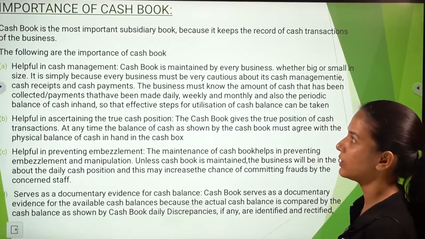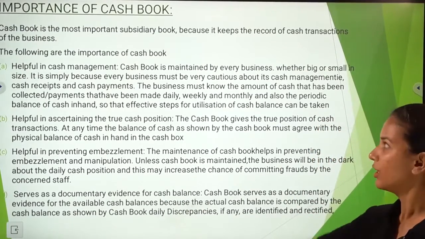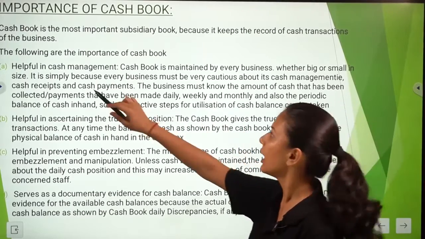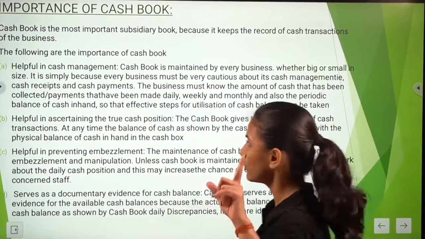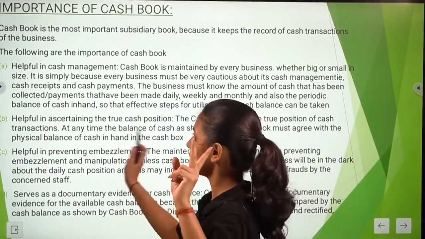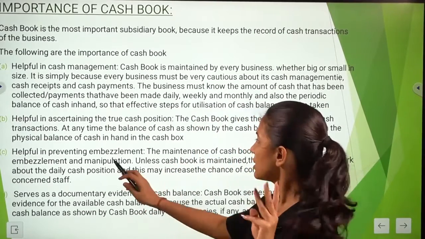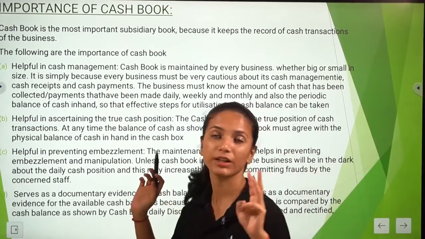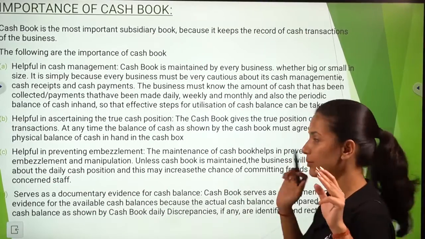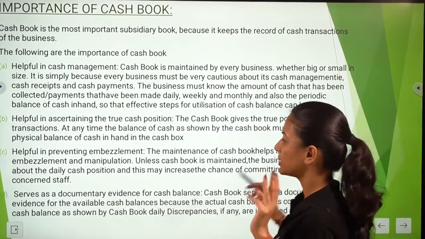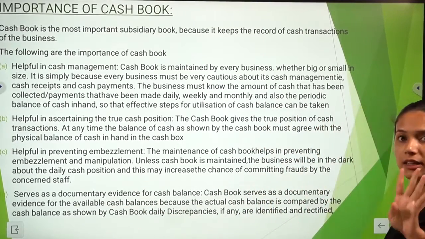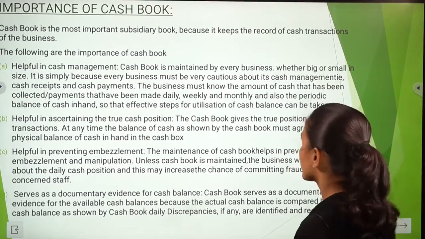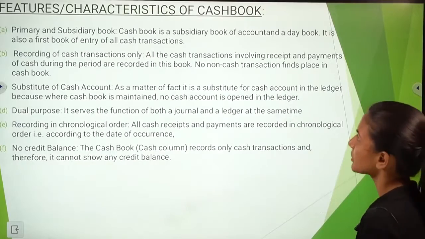So these were the importance of cash book. What are those? Let's repeat. Helpful in cash management, point number 1. Next is helpful in ascertaining the true cash position. Third is helpful in preventing embezzlement or manipulation. Serves as a documentary evidence for cash balance. These are the 4 points for importance of cash book.